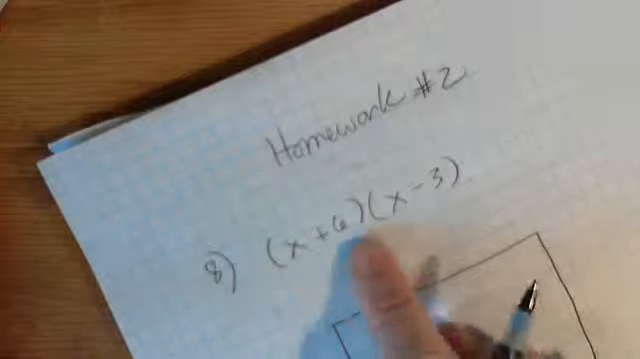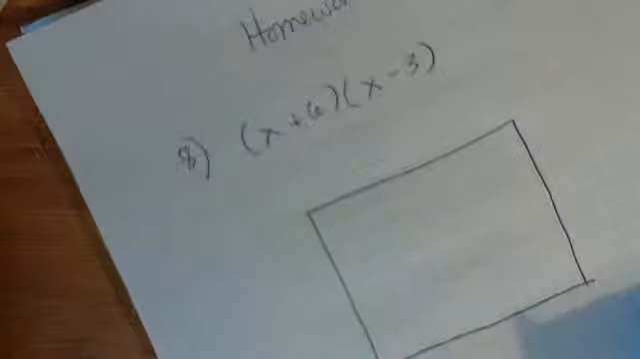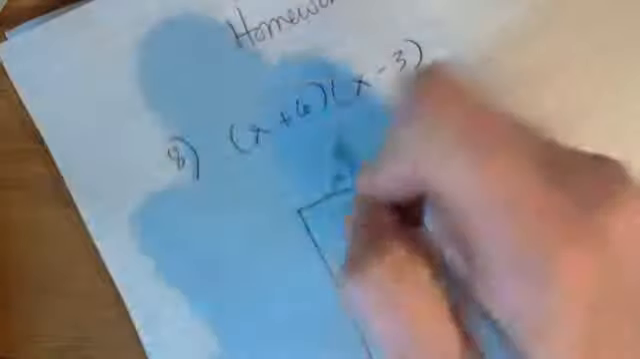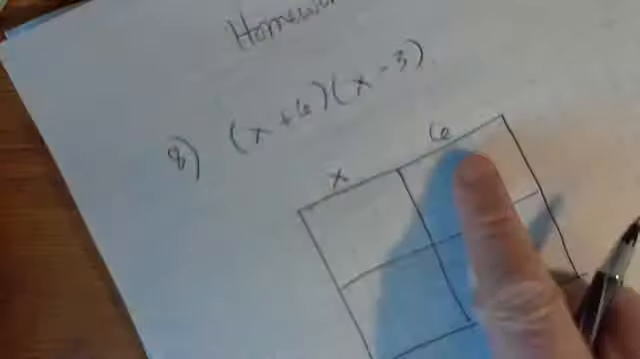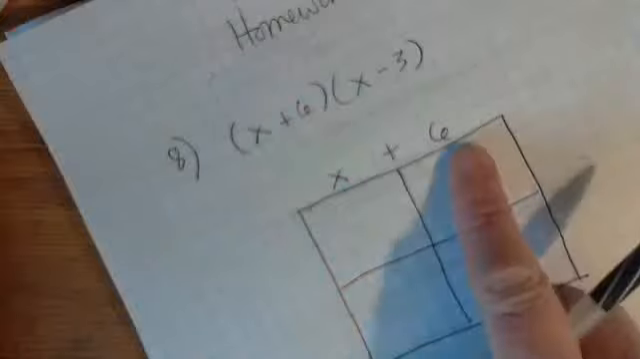Now because I have two terms in this binomial that want to get multiplied by two terms here, I need a 2 by 2 rectangle. So let's draw a nice good sized rectangle and let's make it 2 by 2, or 4 boxes. Now the top side of this rectangle, I'm going to put the first term from my binomial here and the second term from my binomial here. I'm going to put the plus sign back in between them, remembering that they're both positive.